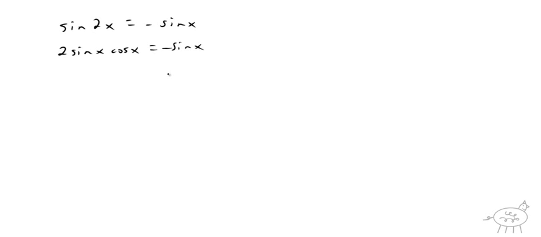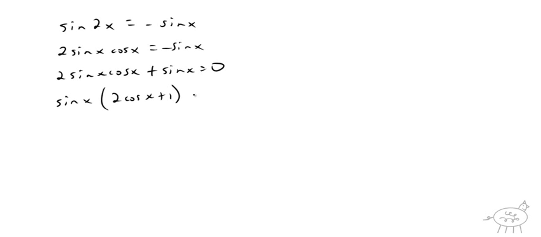And then I'm going to move the sine of x over. So I have 2 sine of x cosine of x plus sine of x equals 0. Please don't divide both sides by sine of x and lose a root. It's very bad. Okay, but now I'm going to factor out a sine of x. And I get 2 cosine of x plus 1. And so now I have sine of x equals 0 and 2 cosine of x plus 1 equals 0.